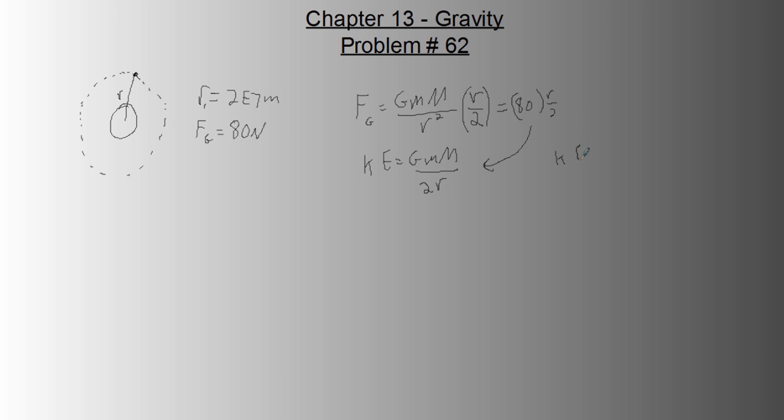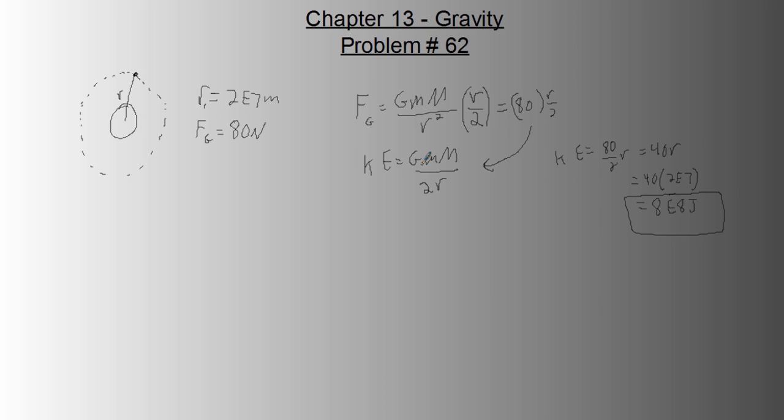So KE is 80r over 2. I brought the 2 over here, which is just 40r, and we know that r is 2e7. So this becomes 8 times 10 to the 8 joules for the kinetic energy. See what I did there? I just basically manipulated the form of force so that it looked like kinetic energy.